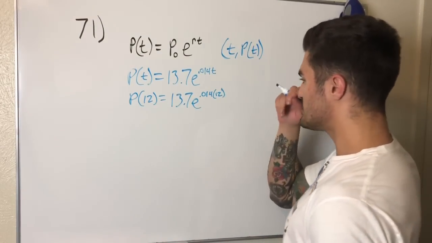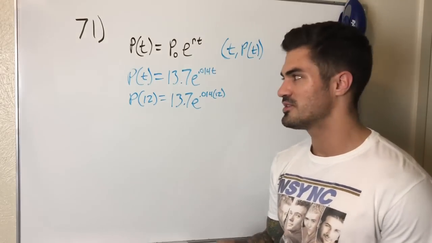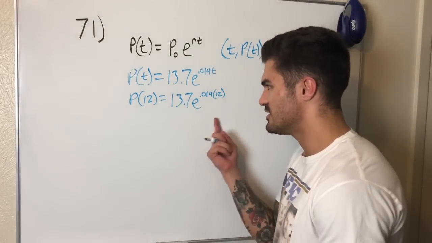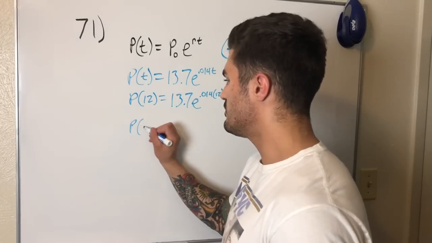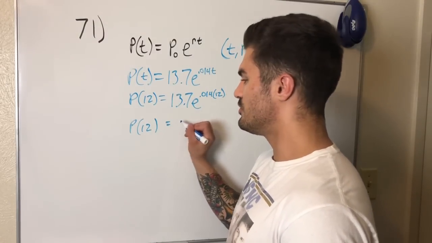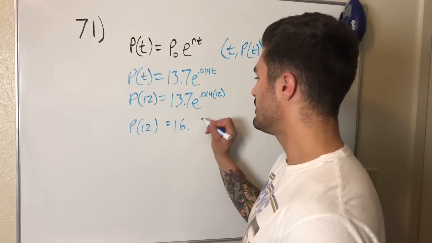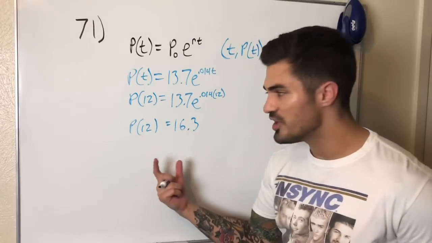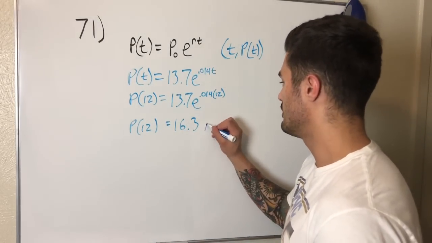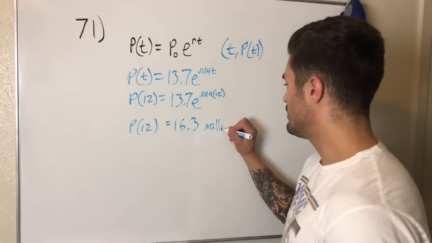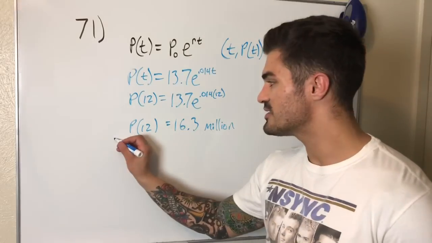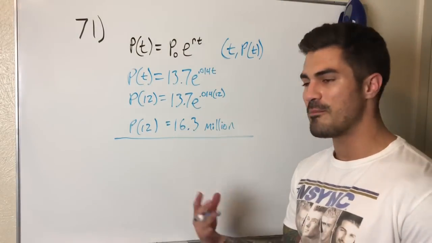So literally all this is, do you know how to use your calculator, right? That's what this is testing you on. And if you punch this in a calculator, you will get p of 12 equals 16.3. And again, this represents the population in millions. Okay? And that's that. We've done everything we need to do for this problem.